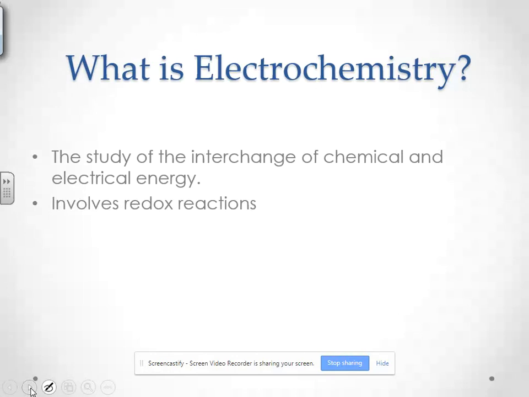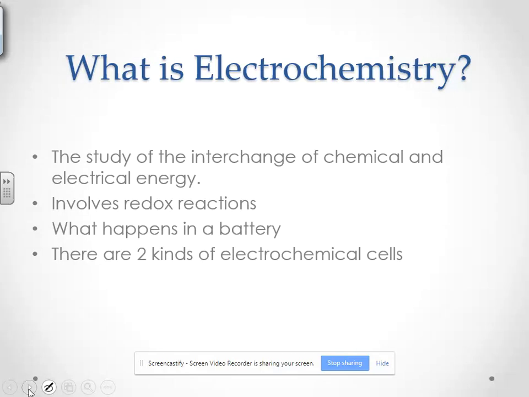This type of reaction involves a redox reaction. Remember from chapter 4, redox reactions are reactions that involve both an oxidation and a reduction reaction. So we're going to revisit that concept in this unit. This is the type of reaction that occurs in a battery.